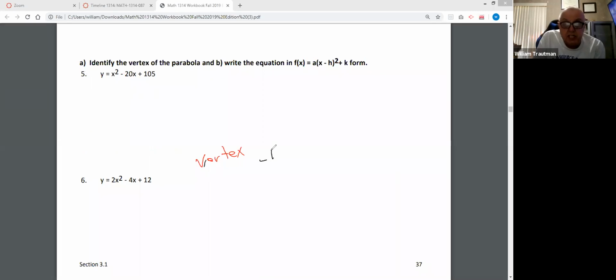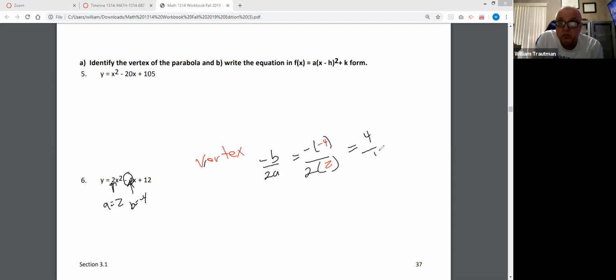But the vertex is negative B divided by 2 times A. A is 2. B is a negative 4. Don't just say 4. B is a negative 4. So negative B divided by 2 times A. B is negative 4 and A is 2. So negative negative on top is a positive 4. 2 times 2 is 4. 4 divided by 4 is 1. So our vertex has a 1 in the X value.